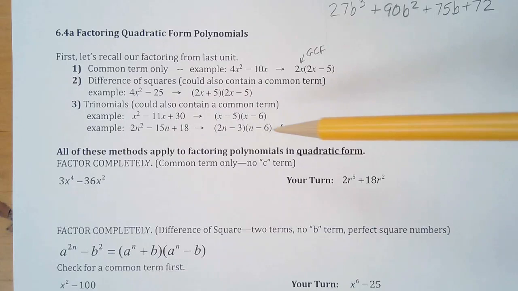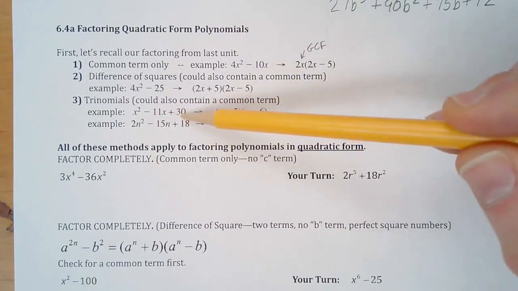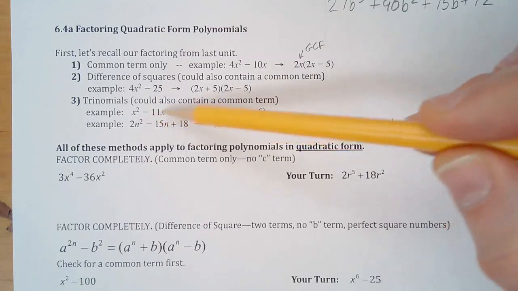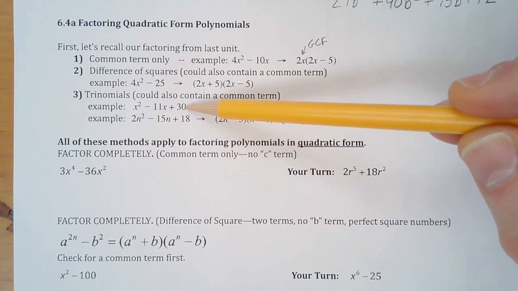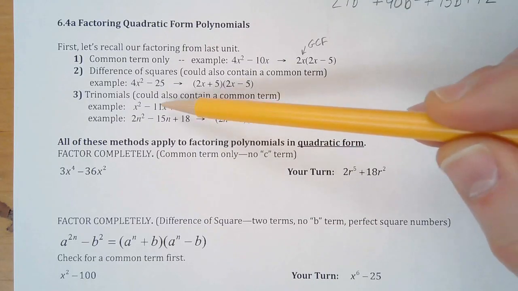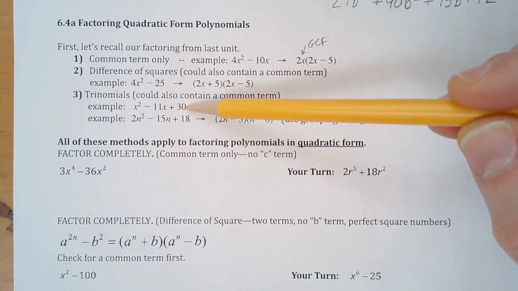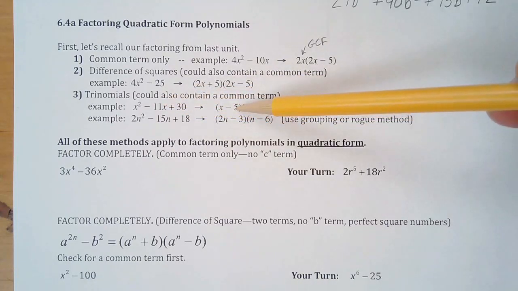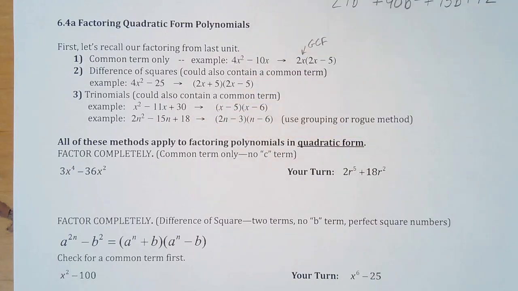And then trinomials. This is where if you have a trinomial, you can see 3 terms. You see if there are 2 numbers that multiply to get you this number and add to get you this number. So in this case, the 2 numbers that multiply to 30 and add to negative 11 are negative 5 and negative 6. This one's a little different. This is where you have to use the grouping or rogue method. I'm not going to go through that here, but that's what the result looks like.